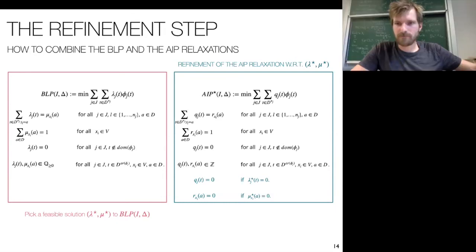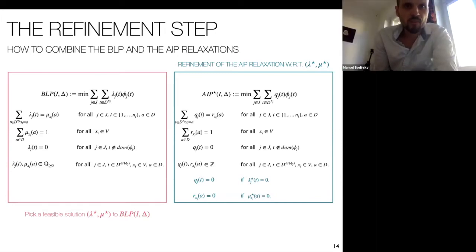Some other questions? I have one question. So linear programming is in P, and affine integer programming is in P. Are there other infinite domain structures that would be relevant for finding other algorithms than BLP and AIP in this setting?